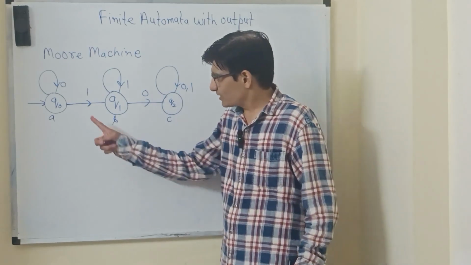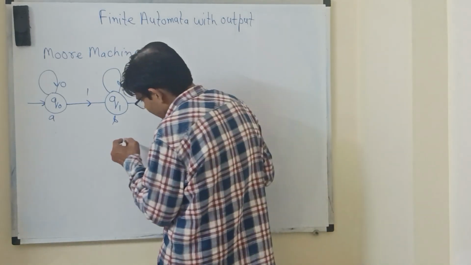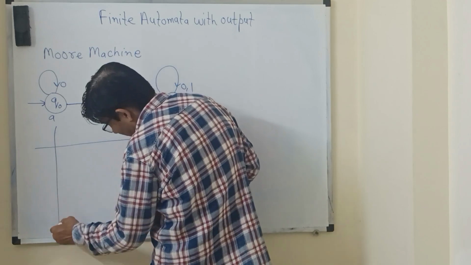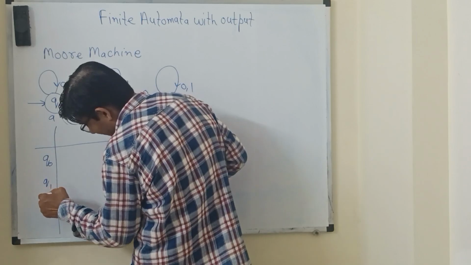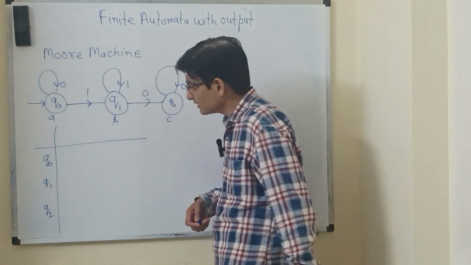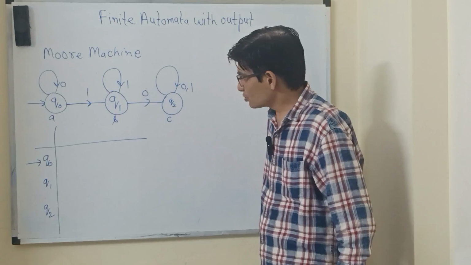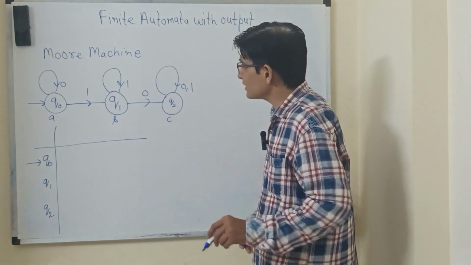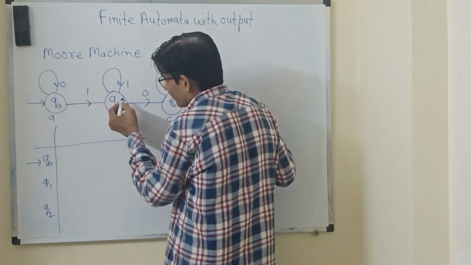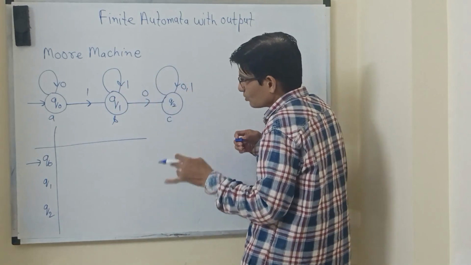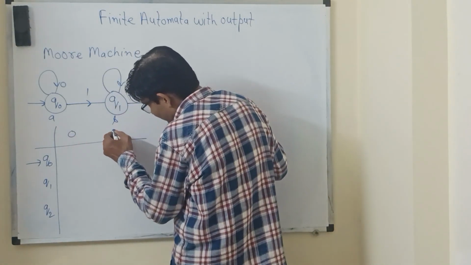If I represent this particular Moore machine in tabular form, how will we do it? Let's see. How many states are there? Three states: Q0, Q1, and Q2. Q0 is the initial state, so we draw one arrow into it. We have used two input symbols, 0 and 1, so we will have two transitions, one for 0 and one for 1.